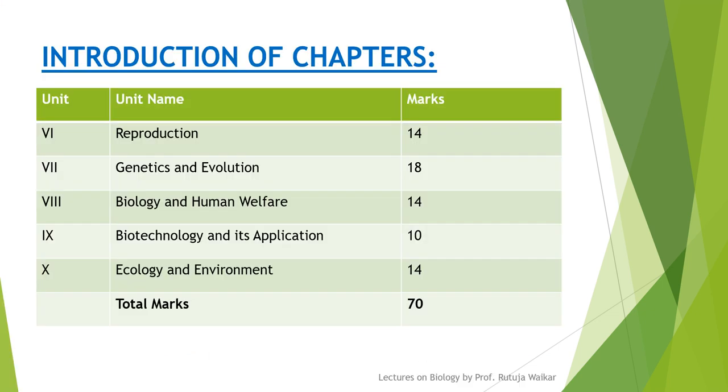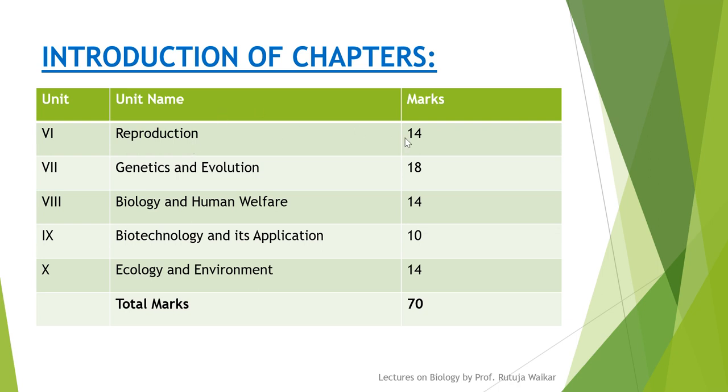You know that in 11th standard you already studied the other chapters up to unit 5. Now in the 12th you have to start from unit 6. Okay, you can see here there are a total of 5 units in your CBSE biology syllabus. The first unit, unit number 6, is named Reproduction.